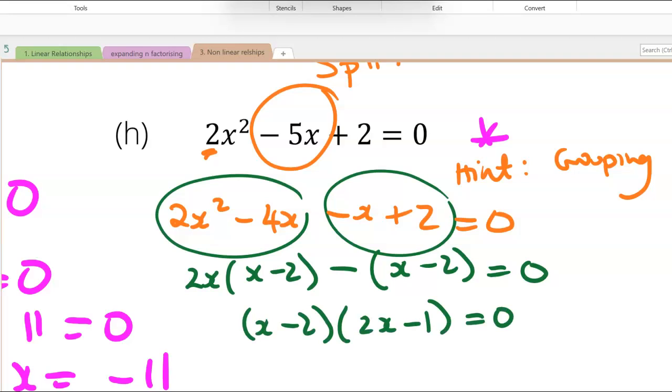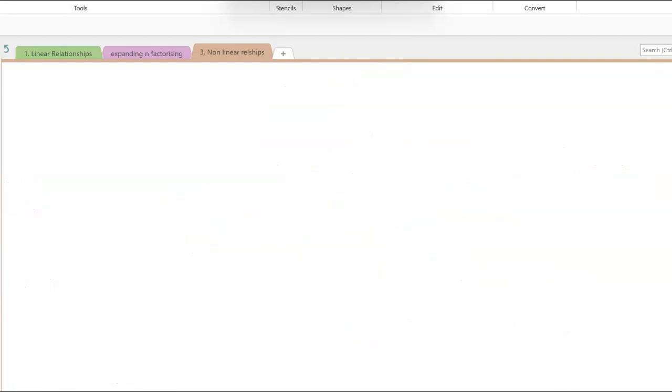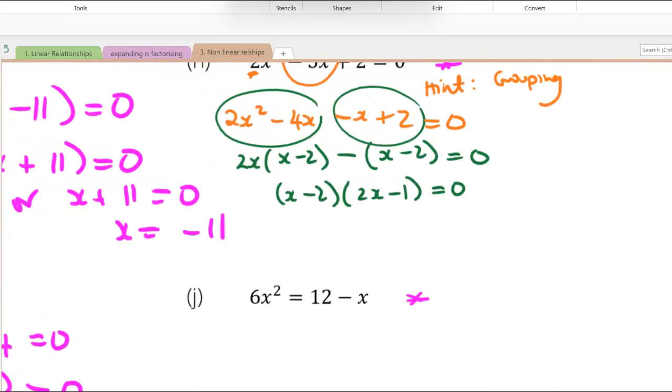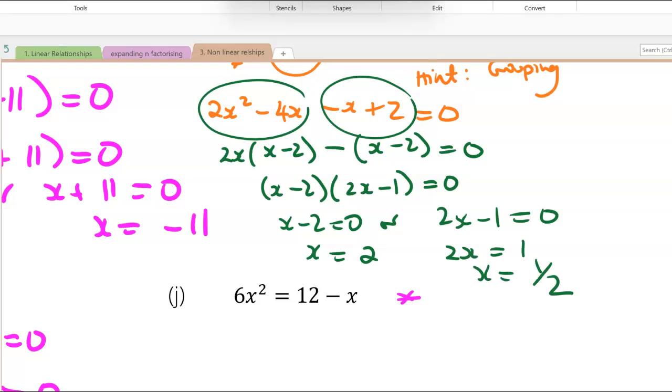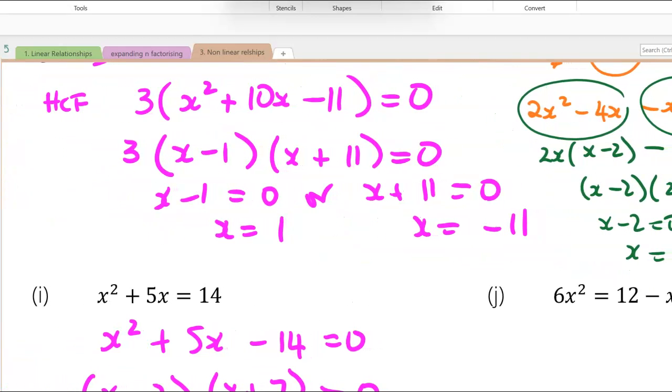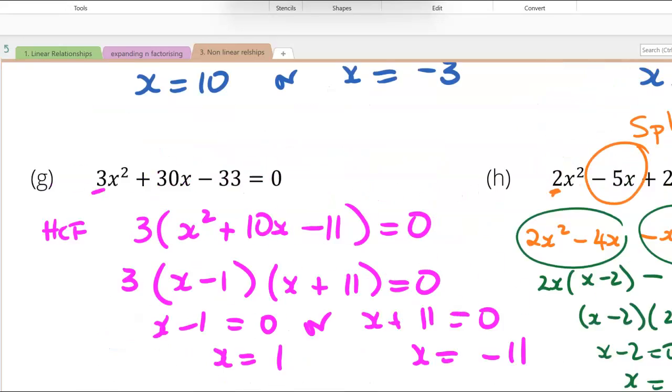So they're more challenging. Is that the answer? Not yet. We still haven't finished because we're solving for 0, right? So we still need our 0 solution. So x take 2 equals 0 or 2x take 1 equals 0. Now, we haven't done those formally, but that is one method of tackling those kinds of problems. That's getting a bit beyond where we're ready. So what I want to see from you is to be able to do ones like I and G.